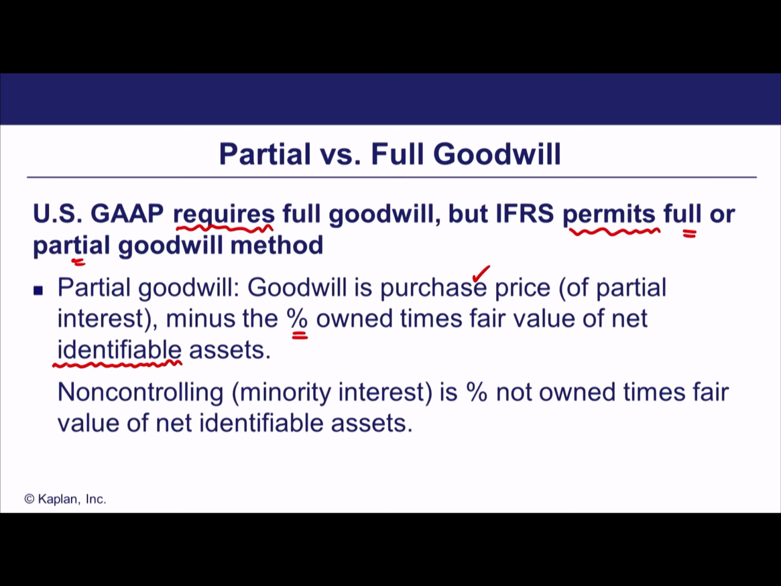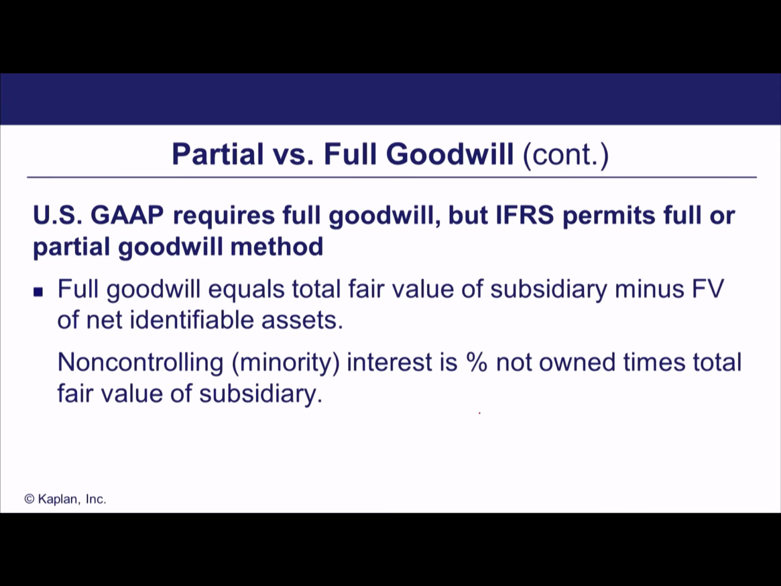Okay, and of course, when we look at non-controlling interests, essentially what we did then is we looked at the fair market value of net identifiable assets times the percentage owned by the minority shareholders, so not owned by our shareholders. Okay, so we've been doing partial goodwill up until now.